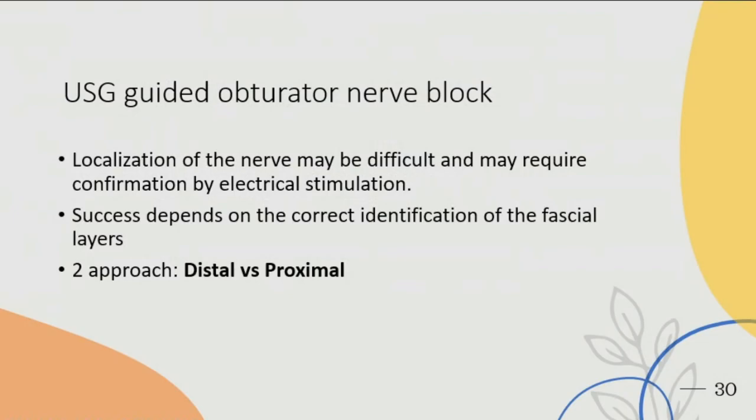So I only know about the distal approach for the obturator nerve, but according to WFSA, we have two approaches. One is distal, one is proximal. For the obturator nerve, actually it's not that easy. It's not a straightforward nerve block like a femoral nerve block, where you put the probe there, then you can see, oh, this is the femoral nerve. No, this is actually quite difficult, and sometimes it can be operator dependent.